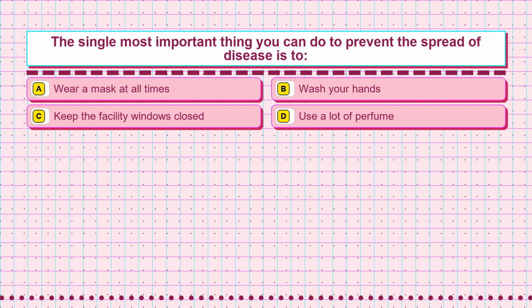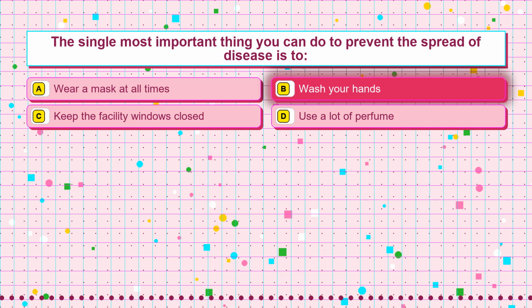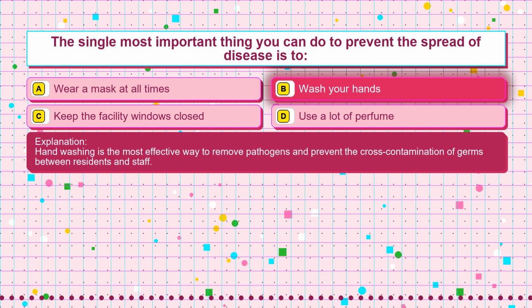Question 26. The single most important thing you can do to prevent the spread of disease is to option A, wear a mask at all times. Option B, wash your hands. Option C, keep the facility windows closed. Option D, use a lot of perfume. The correct answer is option B, wash your hands. Hand washing is the most effective way to remove pathogens and prevent the cross-contamination of germs between residents and staff.